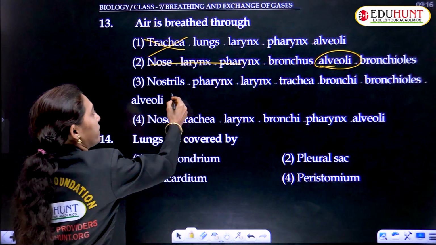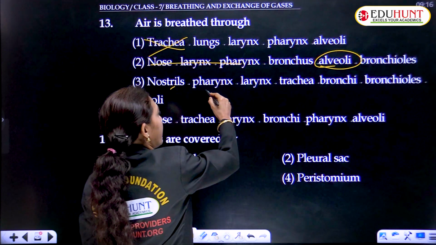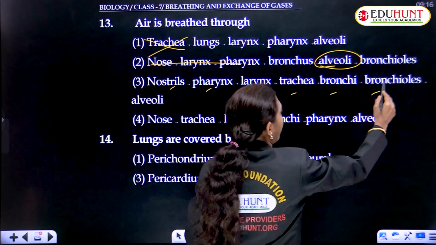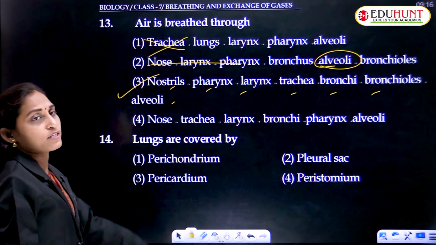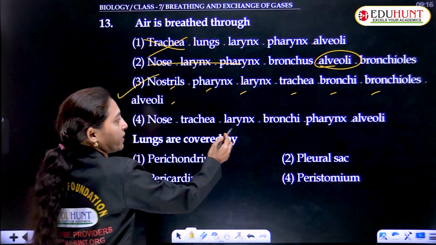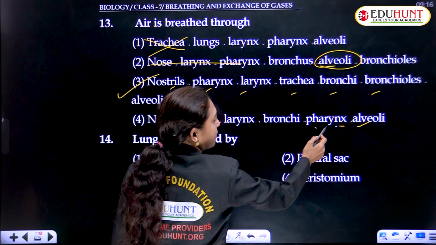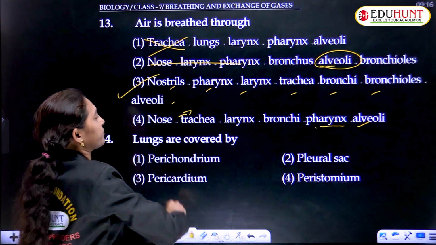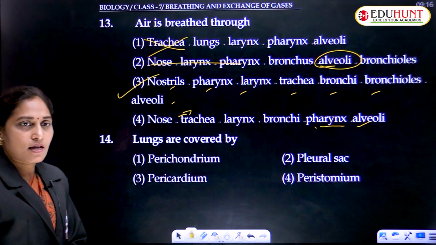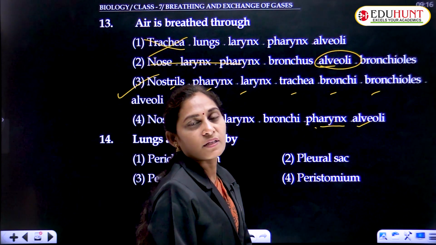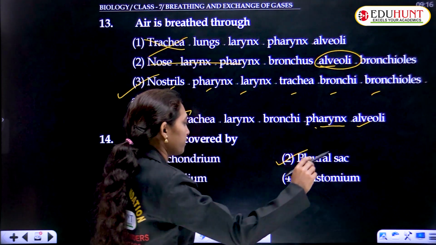And then nostrils, yes, the air passes in only through the nostrils. Pharynx, yes, larynx, trachea, bronchi, bronchioles and alveoli. So obviously this is the correct option. We need not see the next one. Nose, trachea, here also alveoli is given last, but pharynx is present near here. After pharynx comes the trachea. Lungs are covered by pleura. The coverings of the lungs are known as pleura, the pleural sac.